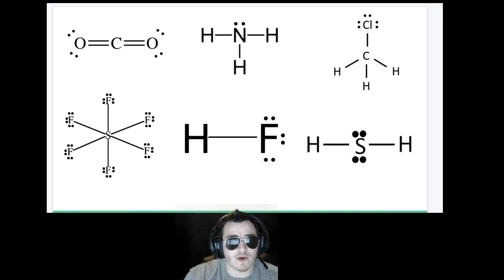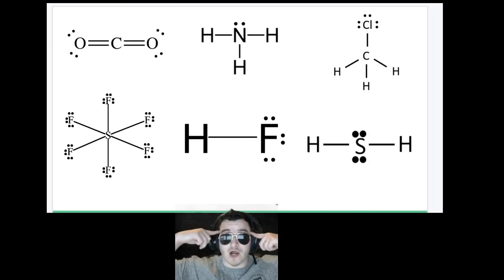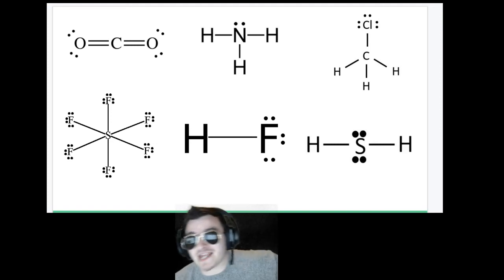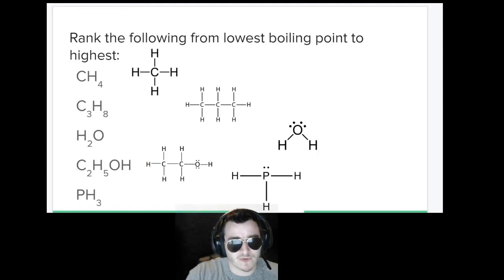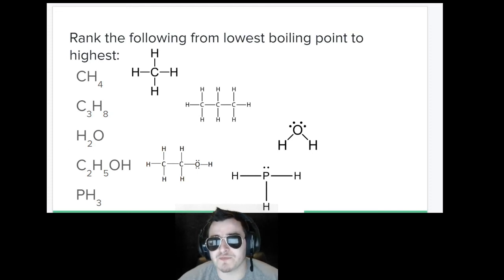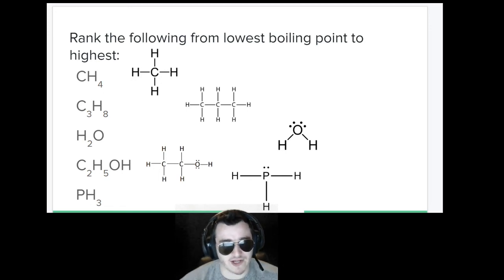So our third and final question is having us utilize all of our knowledge. We have to be able to draw, we have to be able to assign IMFs, and we have to be able to analyze which are potentially stronger. Rank the following from lowest boiling point to highest. Okay, so we've got 5 molecules here of varying shape and size and intermolecular force.